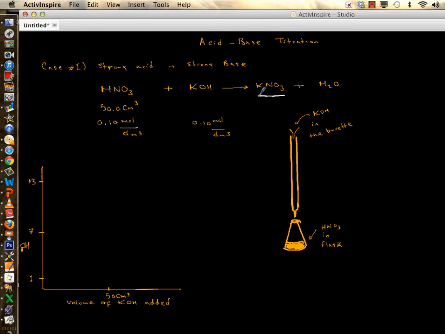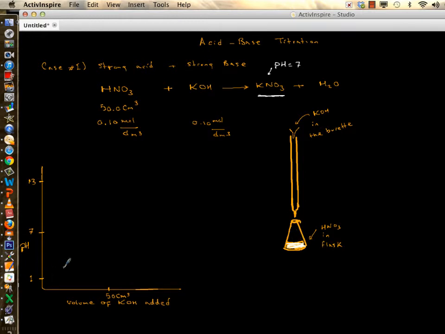Now, if you remember your salt hydrolysis, if you have a strong acid and a strong base, your salt will have pH equal to 7, which is neutral. Now let's see what happens. In this case, we are adding a strong base to the acid, which is already sitting in the flask. So in this flask, you have 50 cm cubed of 0.1 mole per decimeter cubed nitric acid, a strong acid.